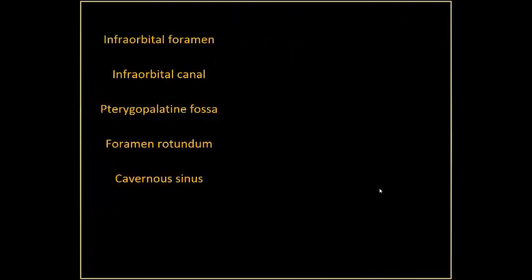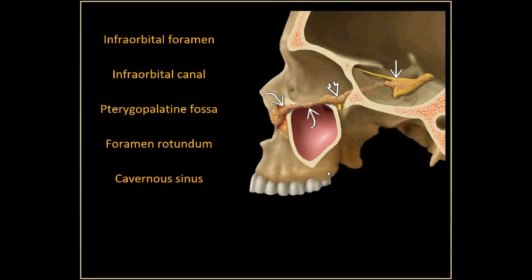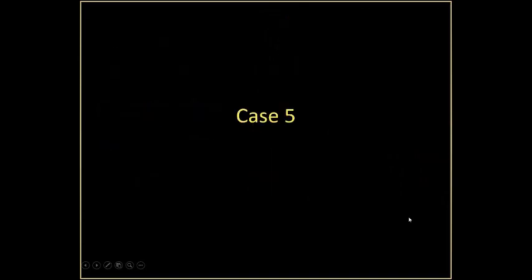All right, so to review this case, these are the structures that the malignant melanoma involved. So it started out in the infraorbital foramen, and then it went to the infraorbital canal, the pterygopalatine fossa, the foramen rotundum, and then finally the cavernous sinus. So you can see how this lesion extended posteriorly, and it kind of looked like this, basically, except that it did not involve the Gasserian ganglion.